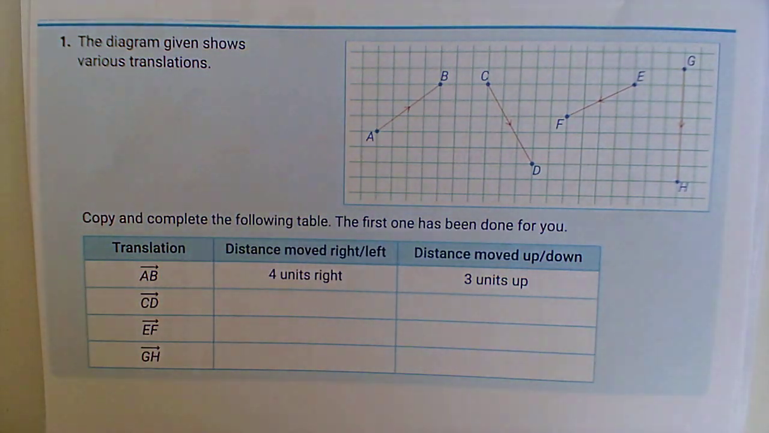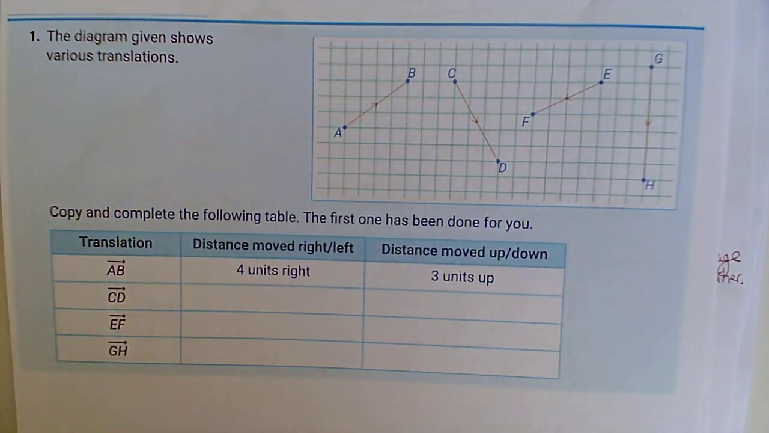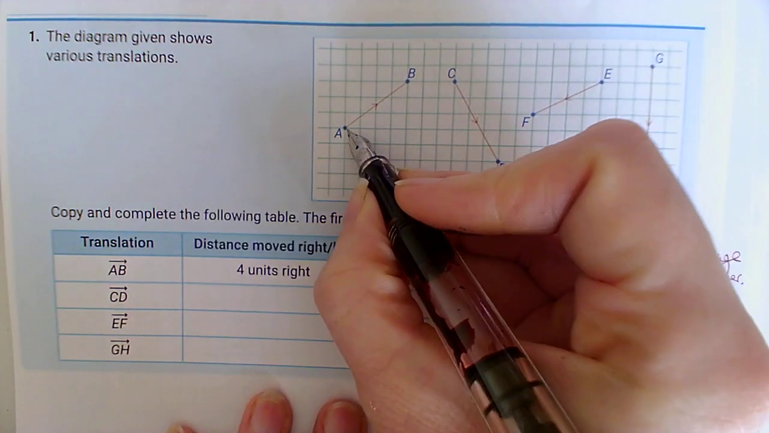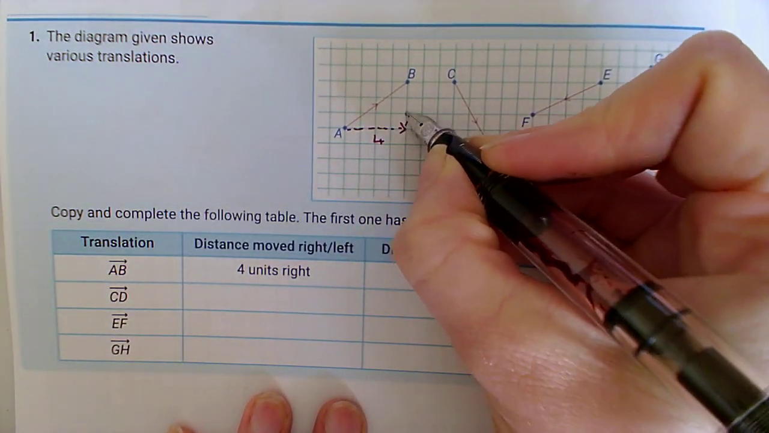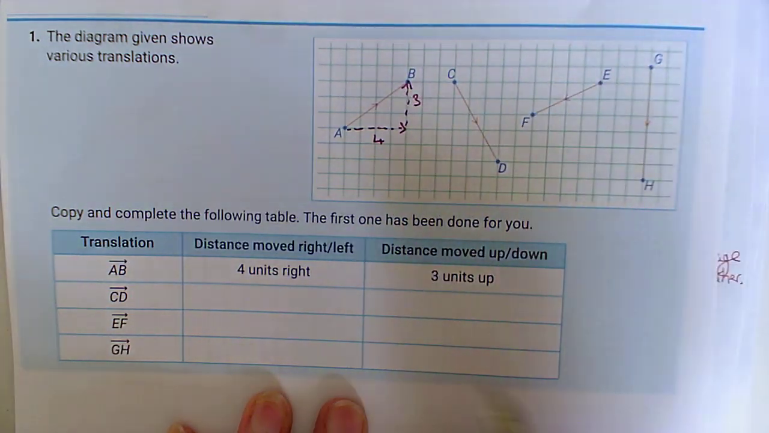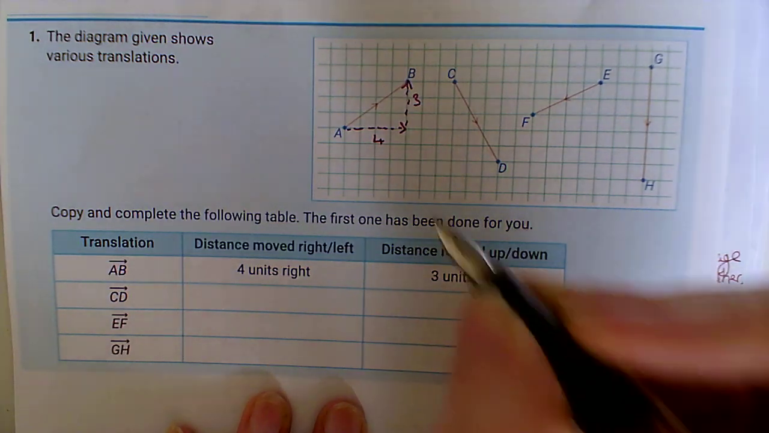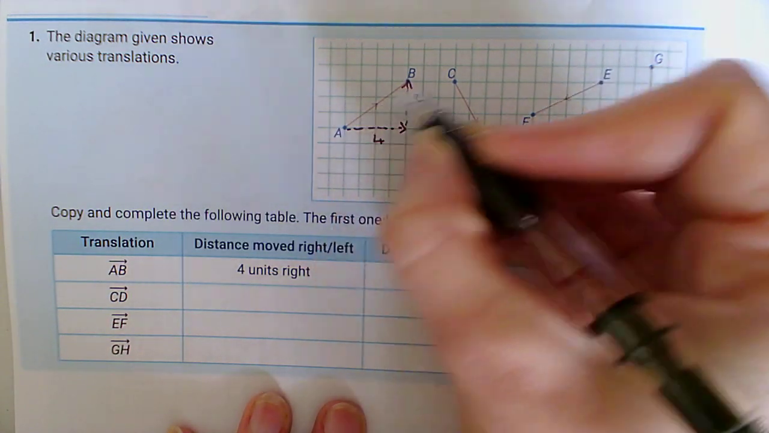Okay, let's go through the homework solutions from Thursday. So we can see here in question 1, we were shown these different translations and they just wanted us to describe them in words. So for example, the translation AB goes 4 units this way and 3 units this way. So we said 4 units right and 3 units up. And you can see the arrow here tells us that we're going from A to B.